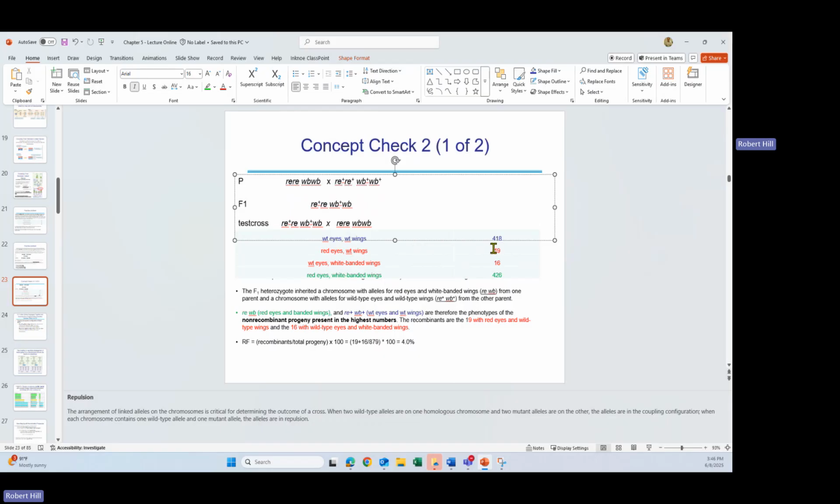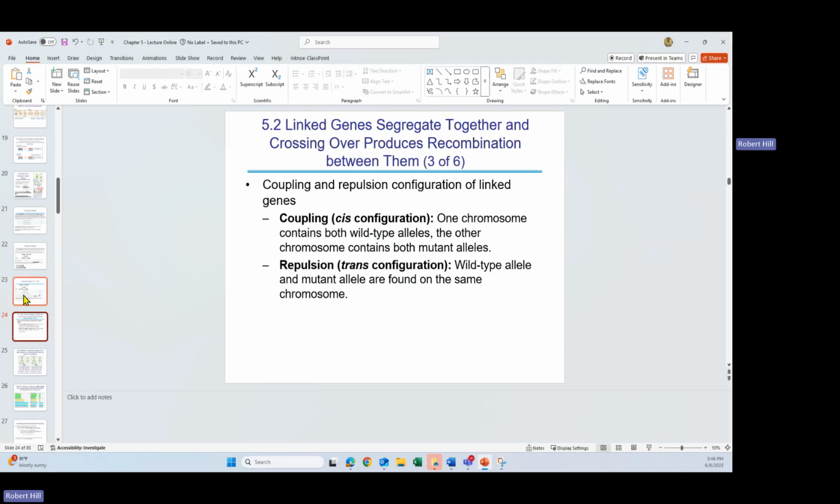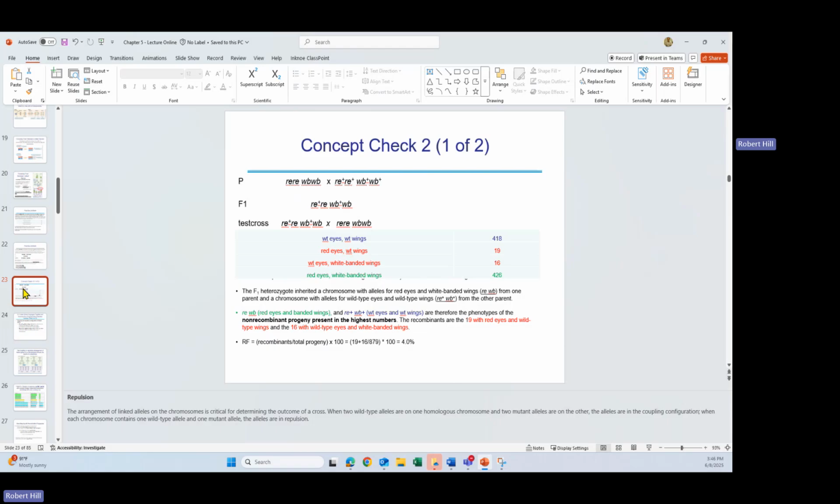You take the recombinants, 19 plus 16, and you divide that by the sum of all of these, which is 879. So you're taking 19 plus 16, whatever that is in my head, 20, 35, right? Divided by 879 times 100, and you have 4%. So the frequency between these two genes, red eyes, wild type, is 4%. You can say that. Okay, that is 98% of everything in the first half of this chapter.